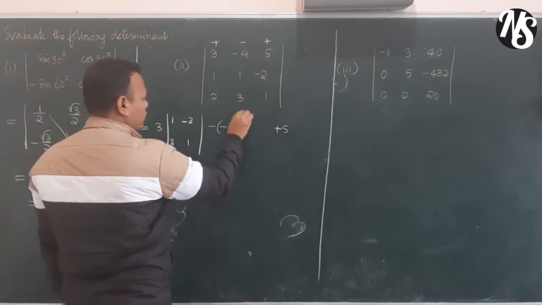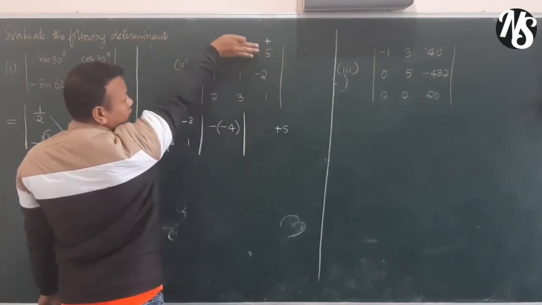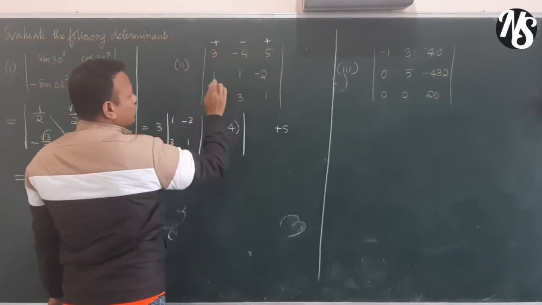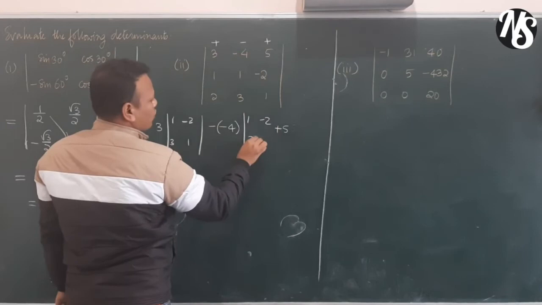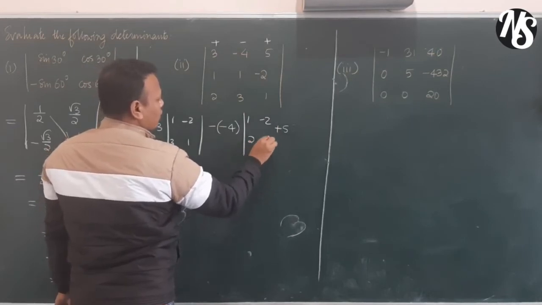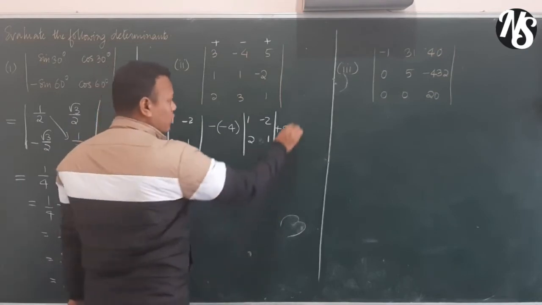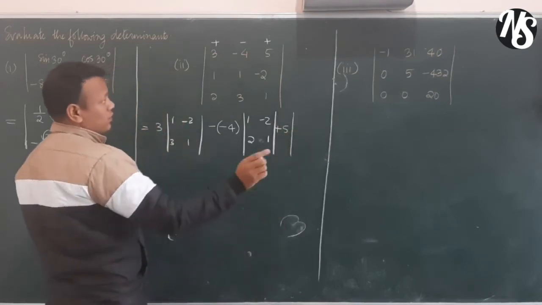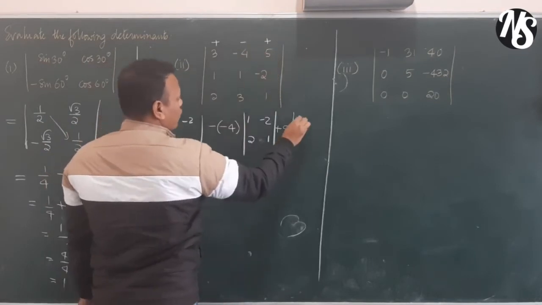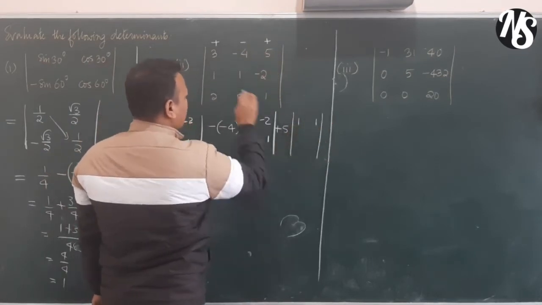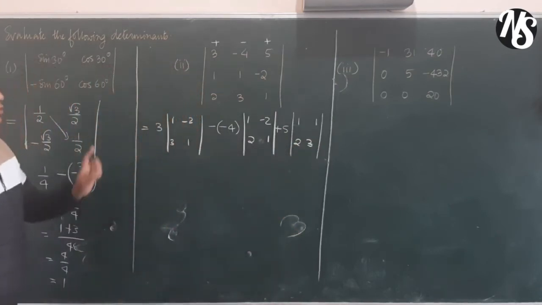Similarly, let's do the same. When you take minus 4, the minus 4 is there in the first row, second column, so the numbers left are 1, minus 2, 1. At last we have plus 5. When you remove this row and this column, you have 1 1 2 3. So this is what we get.